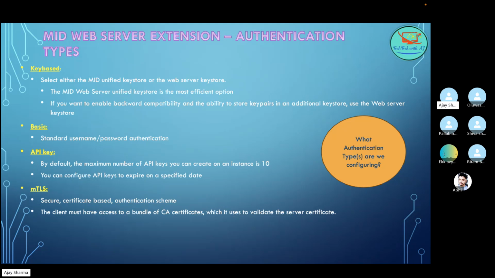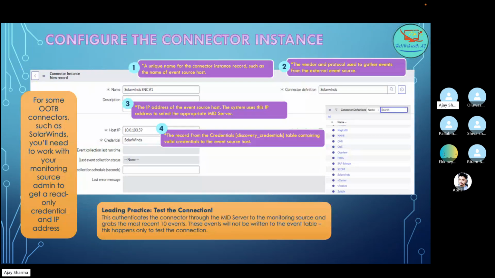In the next slides, we are going to showcase how you can configure that. The next is how you are going to configure the pull connectors, or rather, configure the connector instances, basically, right? I'll mention it step by step. First of all, you need to provide a unique name for the connector instance records, such as the name of the source and the host as well, if you want to, right?